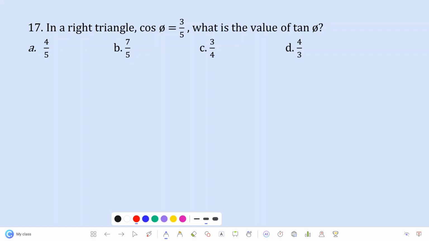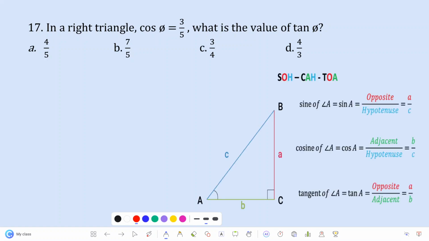Item number 17. In a right triangle, cosine theta is equal to 3 over 5. What is the value of tangent theta? Is it A, 4/5, B, 7/5, C, 3/4, or letter D, 4/3? Atin pong tatandaan kapag we are faced with a trigonometry problem, atin pong tatandaan ang SOH-CAH-TOA.